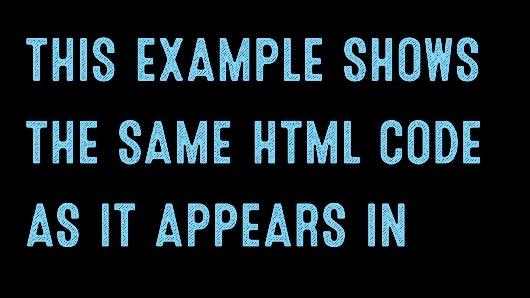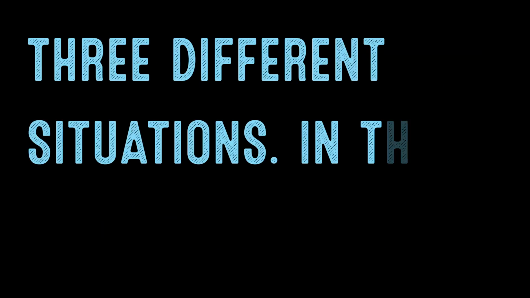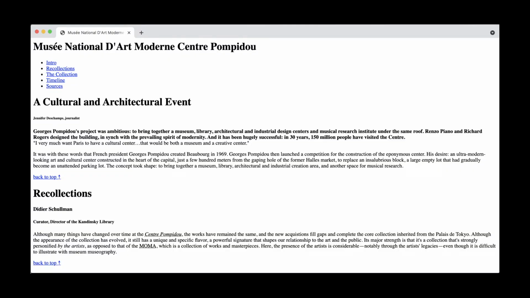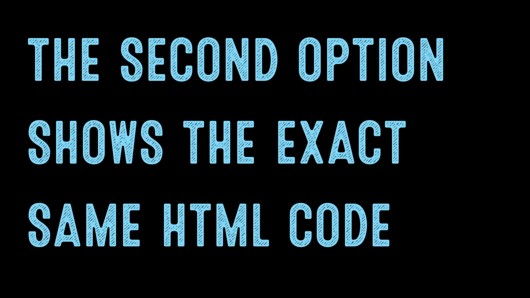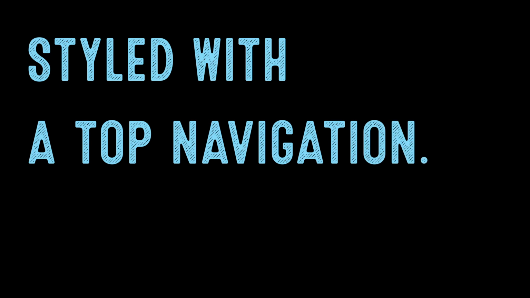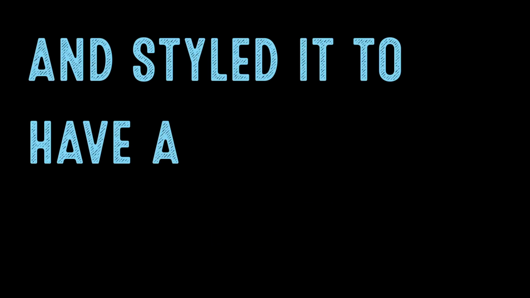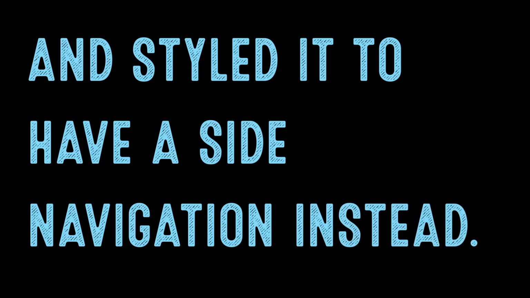This example shows the same HTML code as it appears in 3 different situations. In the first option, no CSS is applied and it is unstyled. The second option shows the exact same HTML code styled with a top navigation. In the third option, we have taken the HTML code and styled it to have a side navigation instead.